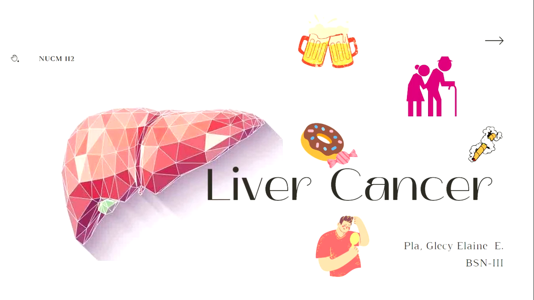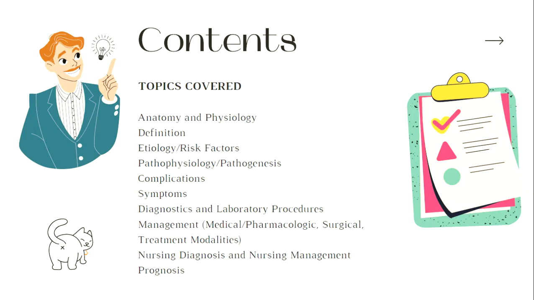So let us talk about liver cancer. The topics covered include the anatomy and physiology, the definition, the etiology and the risk factors, the pathophysiology or the pathogenesis, the complications, the symptoms, the diagnostics and laboratory procedures, the management, which includes the medical or the pharmacologic, surgical, and the treatment modalities, nursing diagnosis and nursing management, and the prognosis.